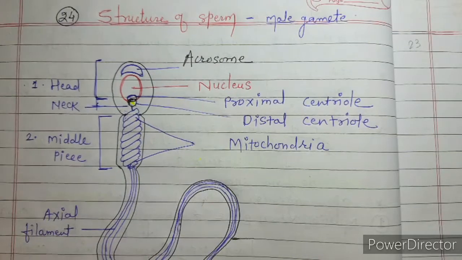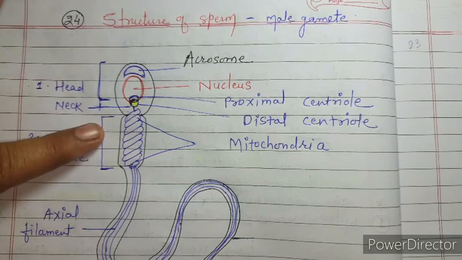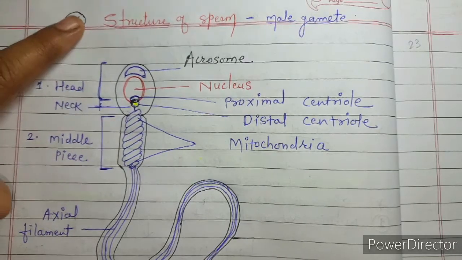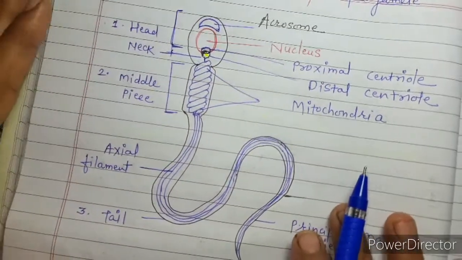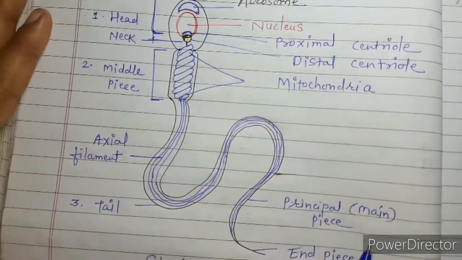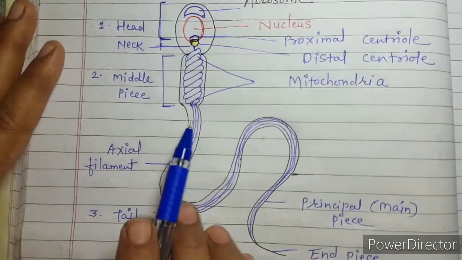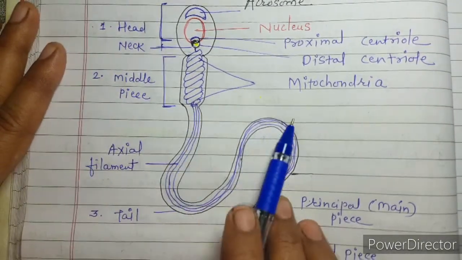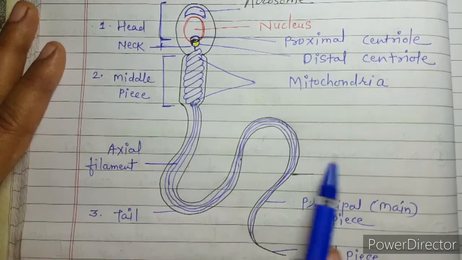Welcome students. Now here we will study the structure of the sperm, that is the structure of the male gamete. Okay students, now see here, this is the diagram. You can observe in the figure. Actually the sperm is motile. In the last period I told you that the sperm has a tail, so the sperm is motile.